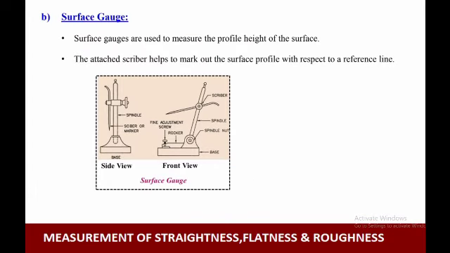A surface gauge is an instrument which is provided with the attachment of a scraper which is used to measure the profile of heights of the surface. The attached scraper helps to mark out the surface profile with respect to the reference line.